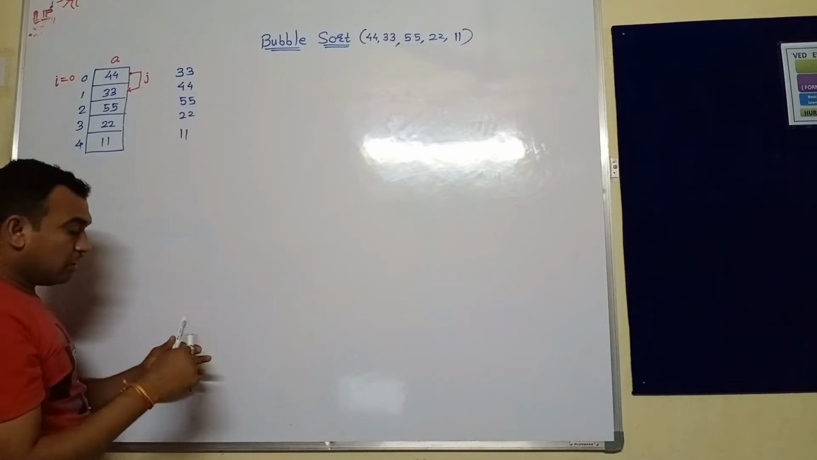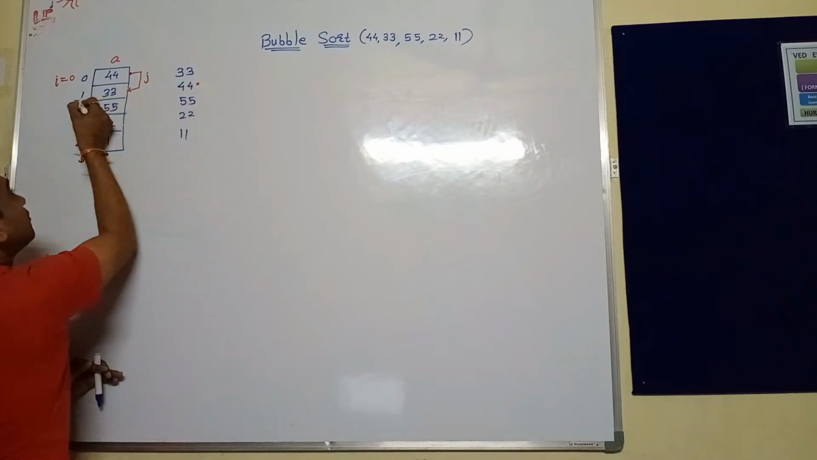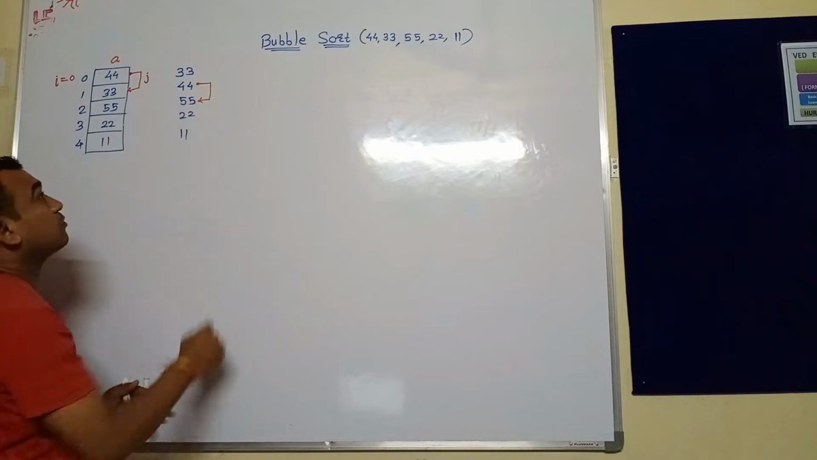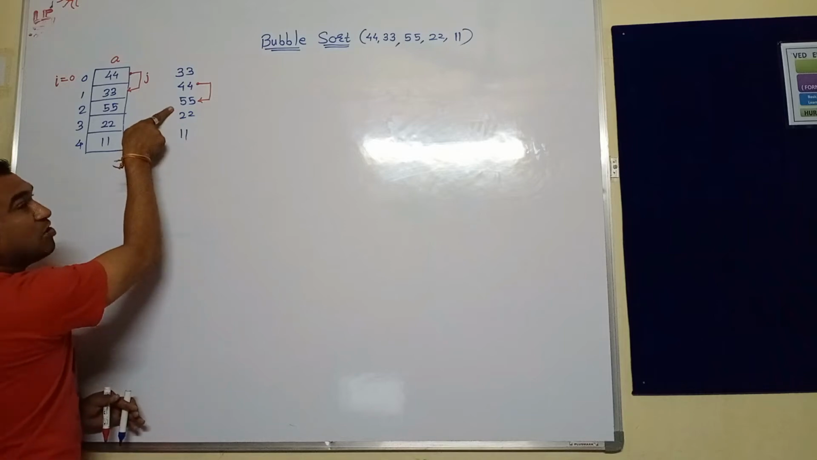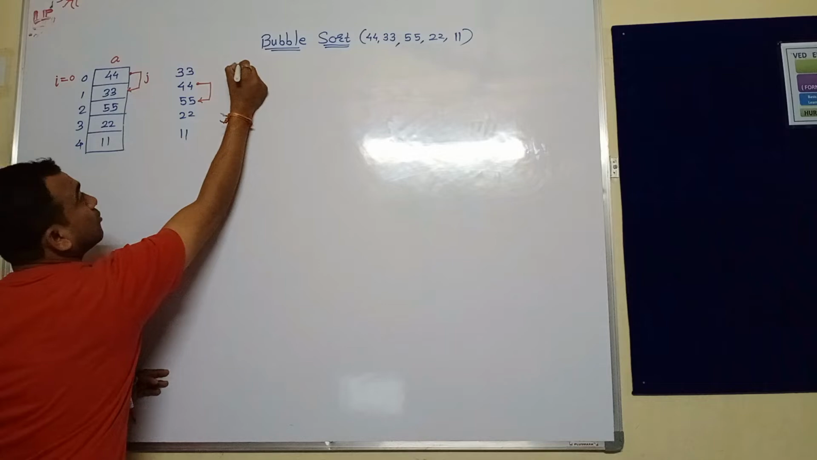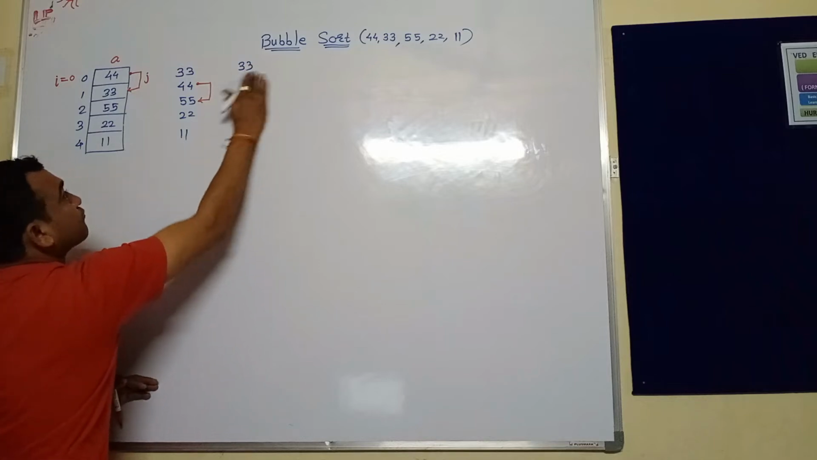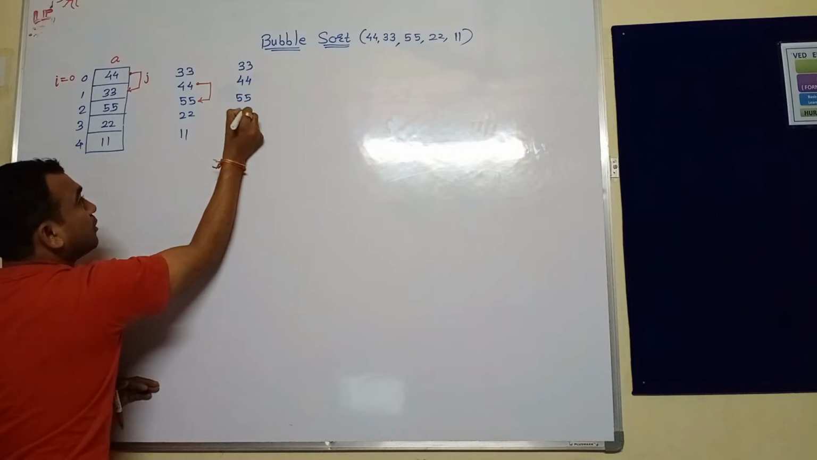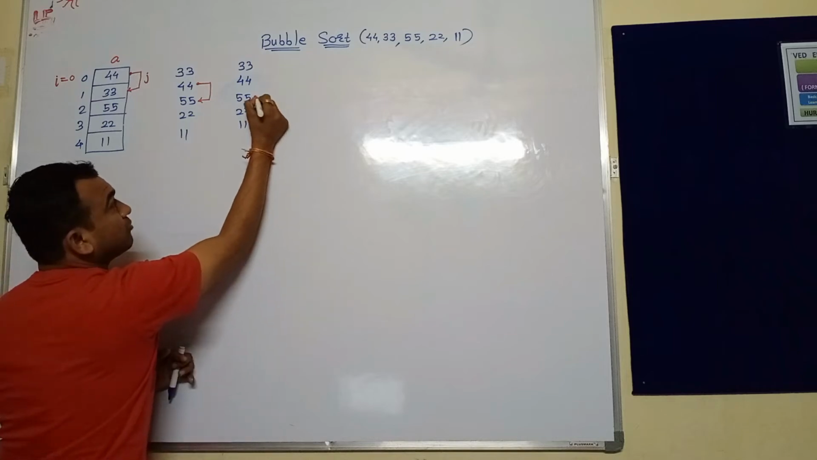Now again my inner loop variable j is increased, so it reached here. Now j becomes 1, so j plus 1 gives me index 2. I will compare A of j plus 1 with A of j. If A of j plus 1 is smaller, we will do an interchange, but it is not possible here. So 33, 44, 55, 22, 11.